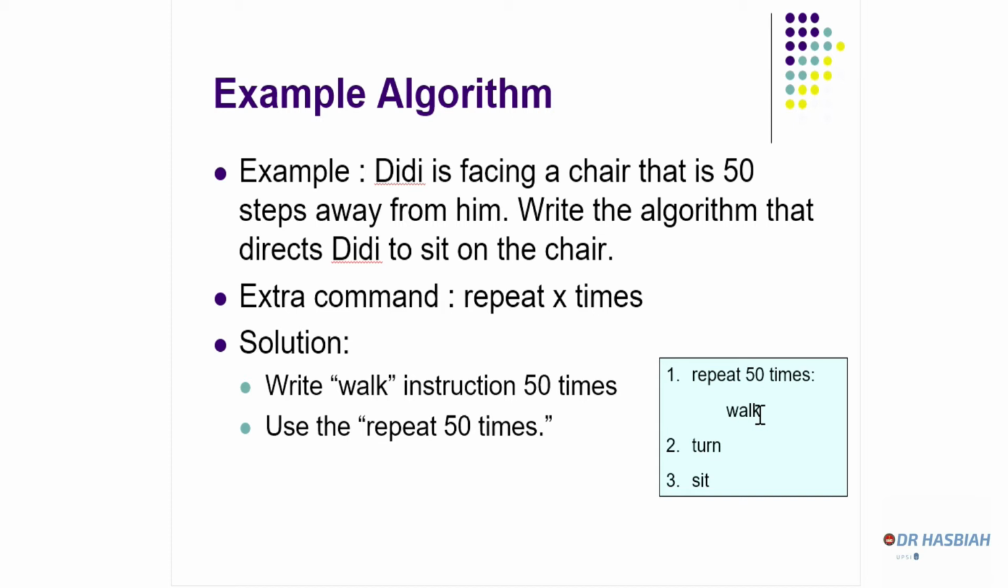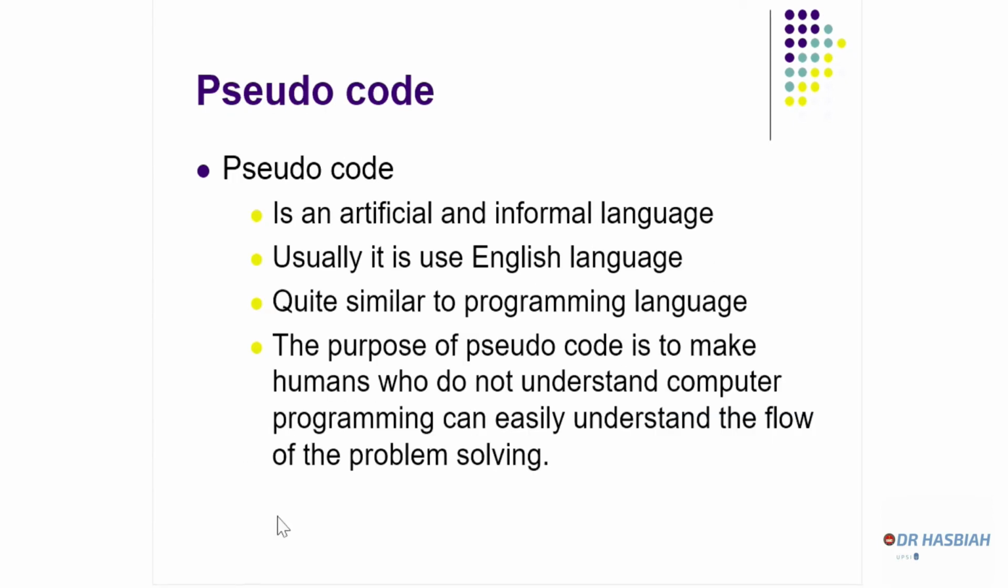What happens if DD just walks 10 times, and then he turns, and then he sits down? He will fall down on the floor, right? Okay, you have known the meaning of algorithm already, right?